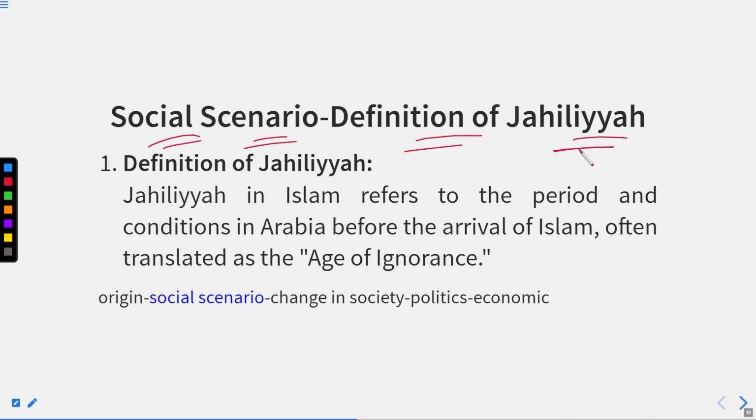Remember in the previous lecture, when we talked about ancient Arabia, which is the Arabic world, sometimes known as the Arabian Peninsula. That area was not controlled by a single community, but was divided amongst several groups of people who lived in tribes, which we call kabilas. In the Islamic world, we find the word Zahiliya. Please pardon my pronunciation because I'm not so good at Arabic, but it is written over here, so you can check it. Zahiliya in Islam refers to the period and conditions in Arabia before the arrival of Islam, often translated as the age of ignorance.